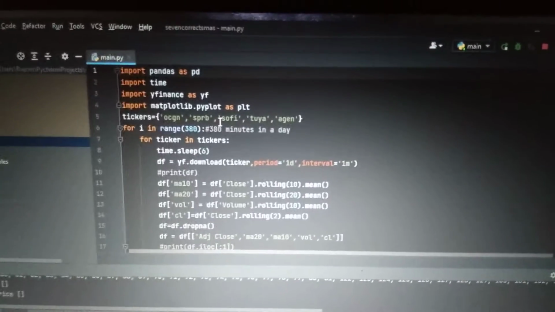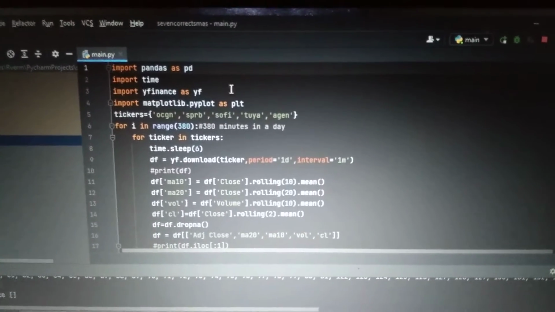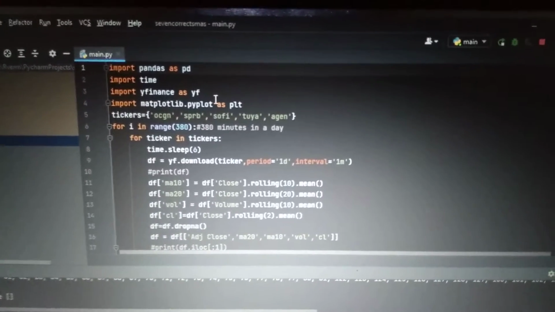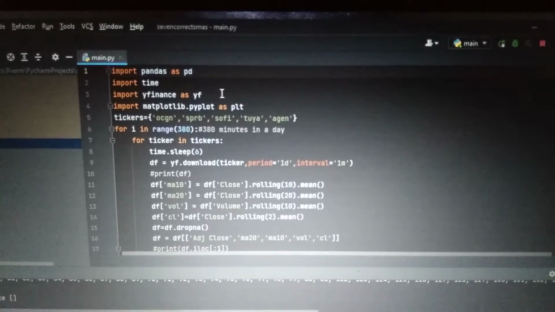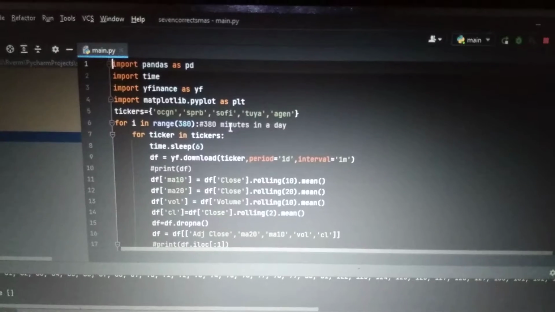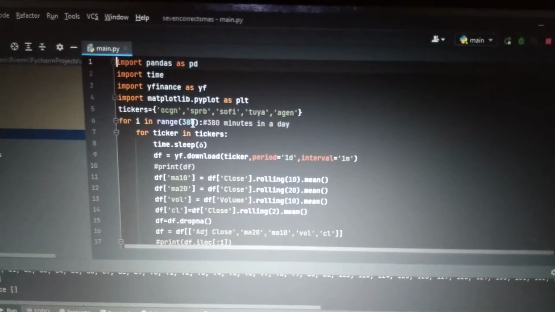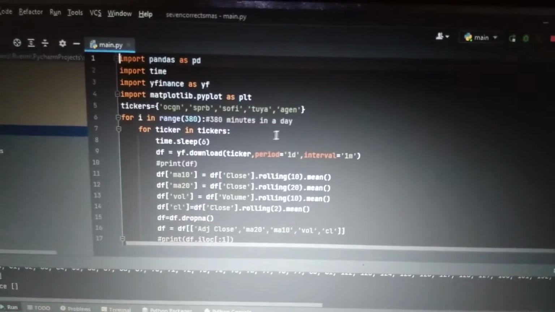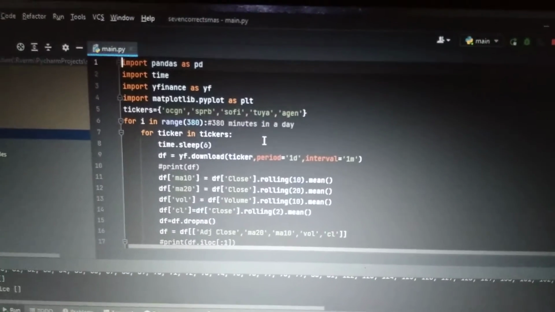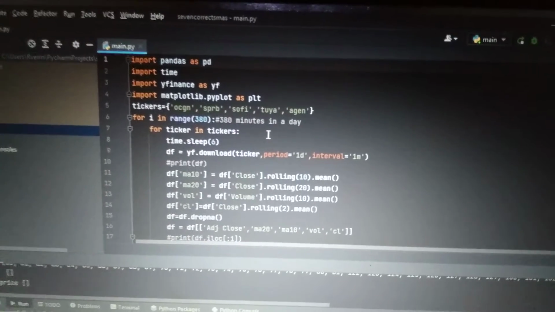This is a stock screener program, and we're using Pandas, YFinance, and Matplotlib. The number of minutes in a day is 380 minutes for the stock market, the maximum that YFinance can read.